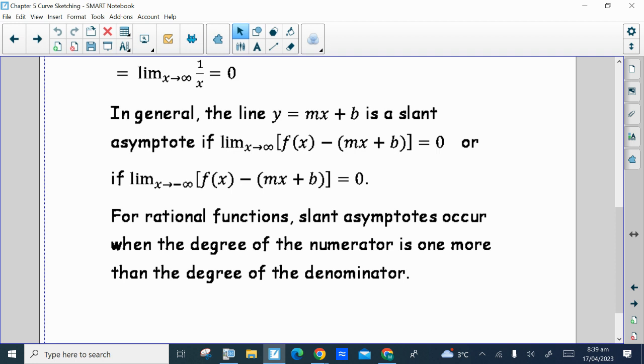Now, we'll see how you know whether you have a slant asymptote or not. This is one way you can determine whether you have a slant asymptote. But there is another way that we'll go through. You'll see right away here.